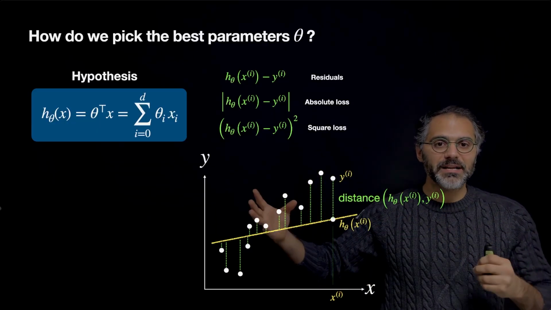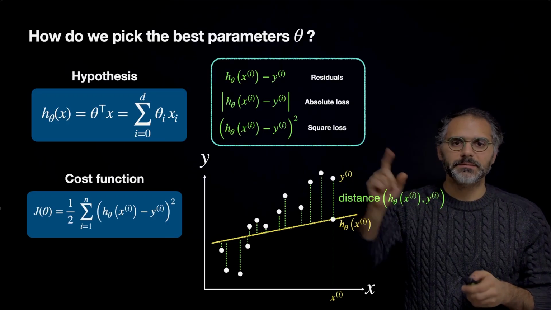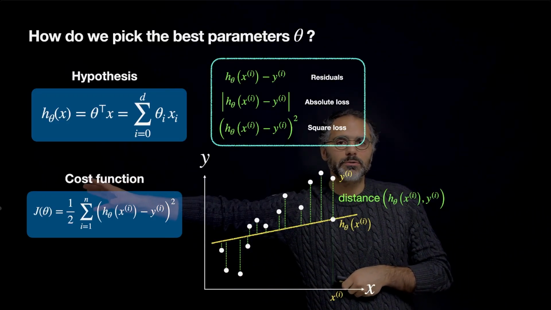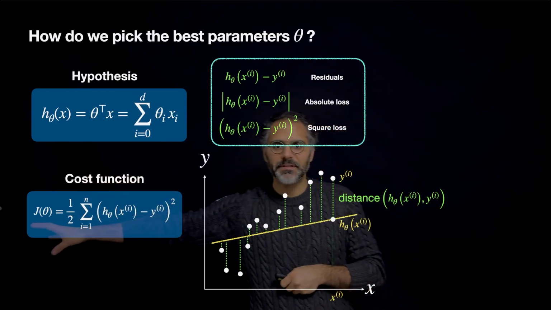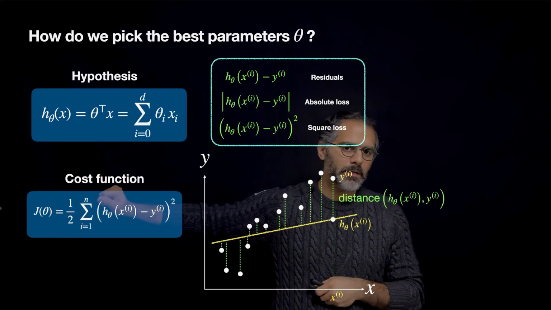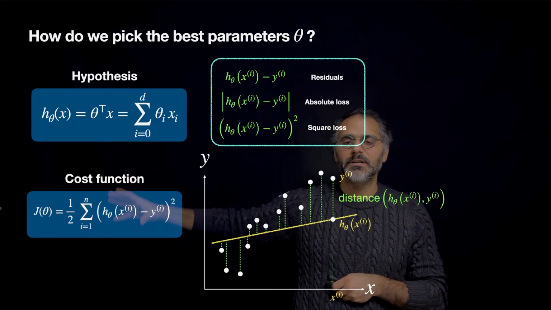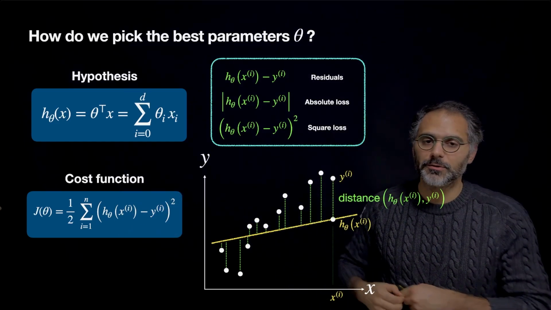So let's define these distances, and I will say in a minute why we're calling them losses. We're going to define a cost function, or sometimes also called a loss function, J of theta, and J is just a constant half times the sum of the square distances, the square losses, or the square of the residuals.